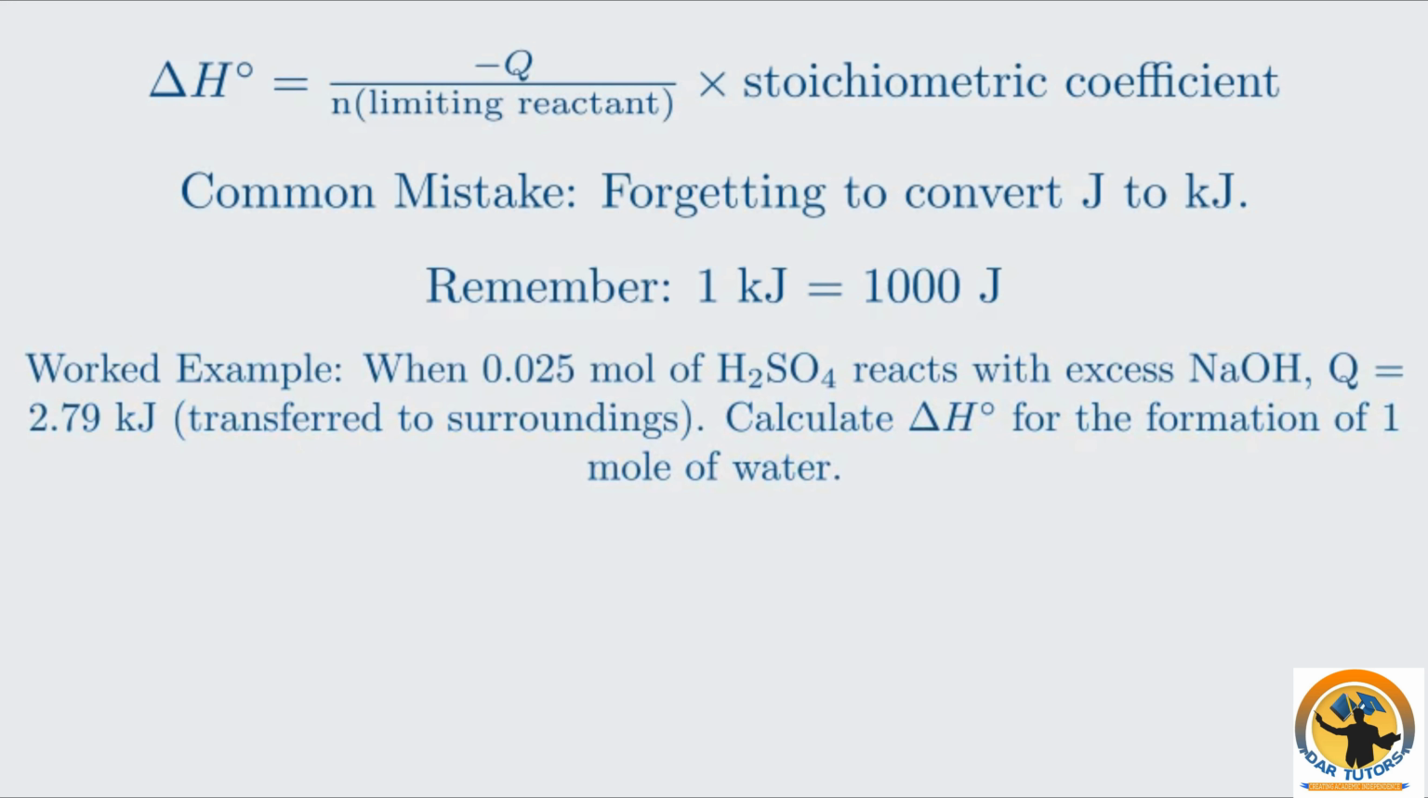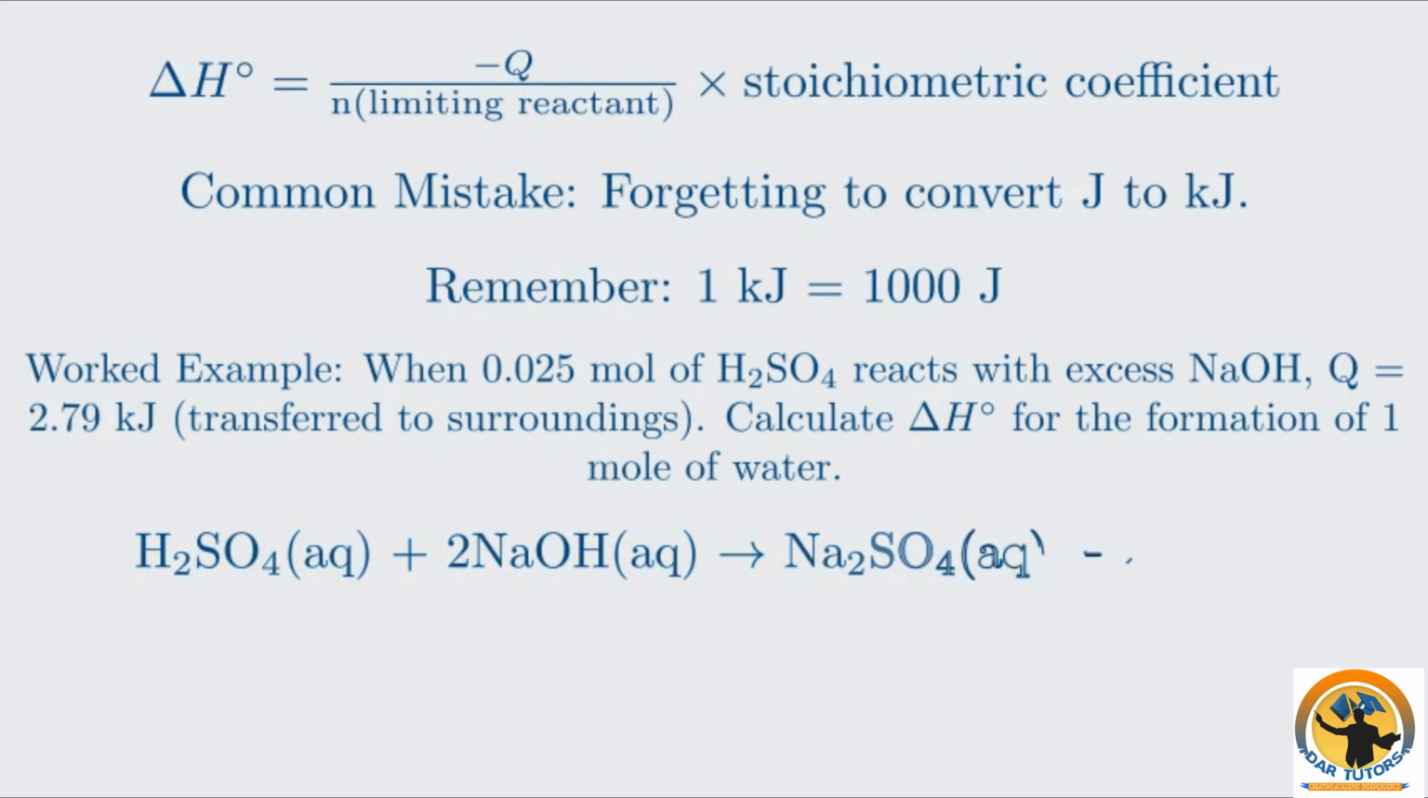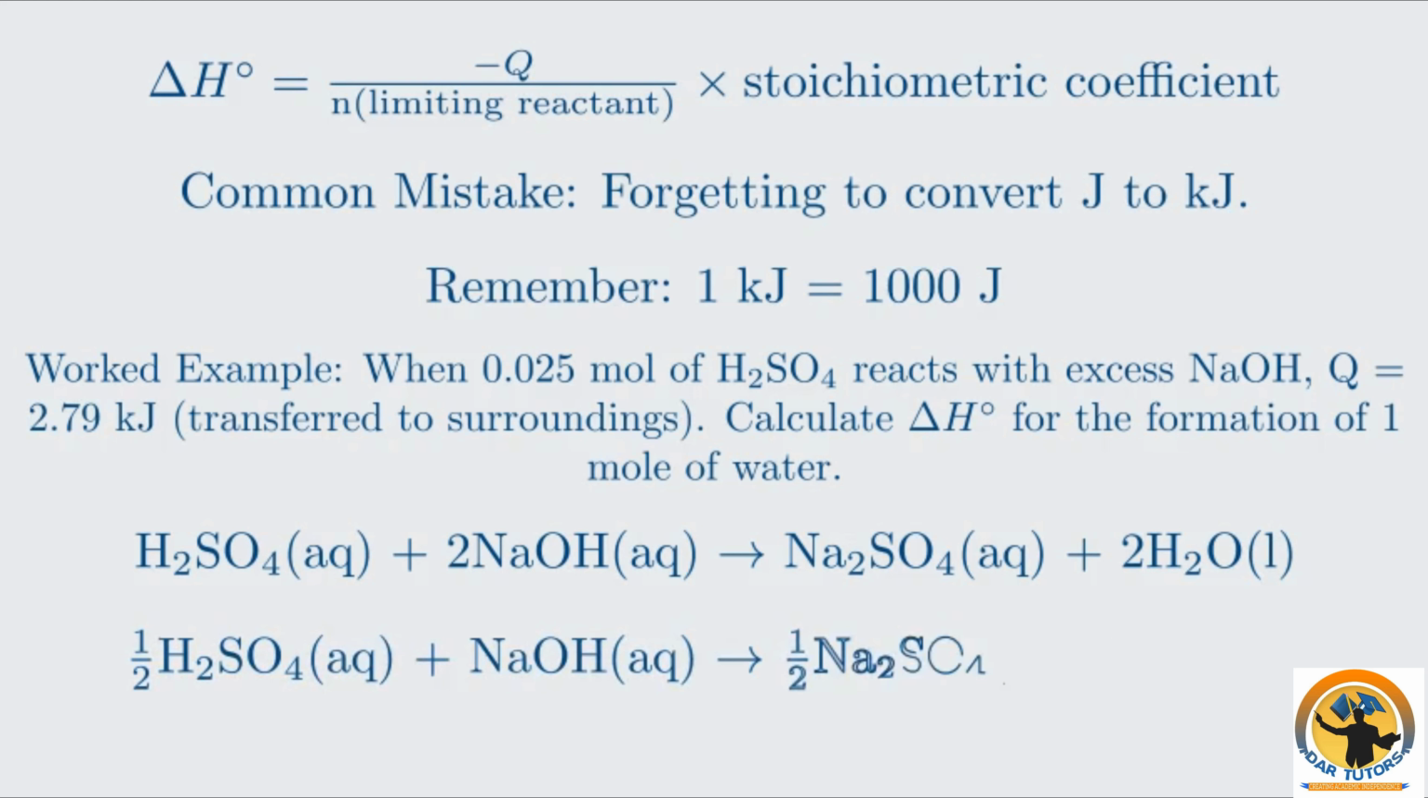This problem is a bit more complex because the enthalpy change is asked per mole of water, not per mole of sulfuric acid. First, we write the balanced equation. Sulfuric acid is diprotic, so it will produce 2 moles of water when fully neutralized by sodium hydroxide. The problem asks for delta H naught for the formation of 1 mole of water. So, we'll write the equation with a stoichiometric coefficient of 1 for water. We divide the entire equation by 2.